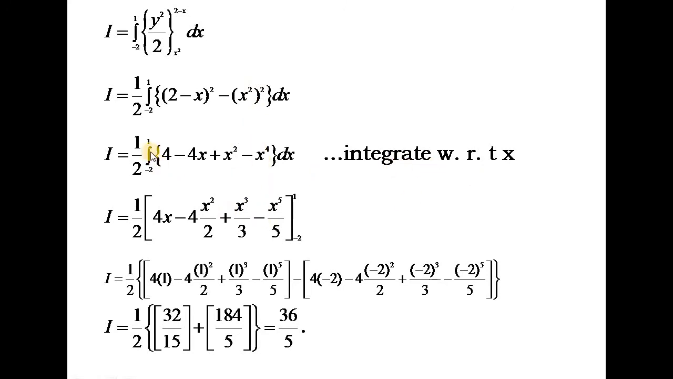Integrate with respect to x. 4 constant, so integration is 4x. Minus 4x, x integration is x square by 2, x square integration x cube by 3, x raised to 4 integration x raised to 5 by 5. So this is integration with respect to x. Put upper limit 1, x equal to 1. Here x equal to 1. Put x equal to minus 2 in this square bracket. So 4 into minus 2, square by 2, minus 2 cube by 3, minus 2 raised to 5 by 5. Solve this by using calculator. Final answer is 36 by 5.